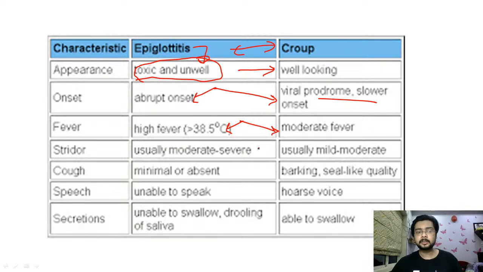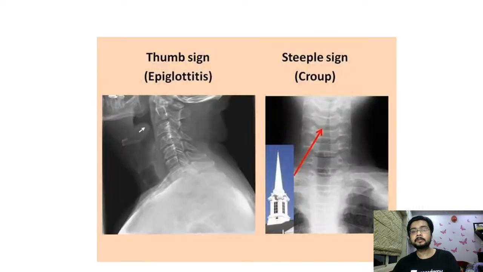Stridor will be moderate to severe in epiglottitis and usually mild in case of croup. Cough is usually minimal or absent, and in croup a barking cough will be present. Speech: the patient won't be able to speak in epiglottitis, and in croup it will be a hoarse voice. In epiglottitis, there will be difficulty in swallowing, and in croup, the patient will be able to swallow.